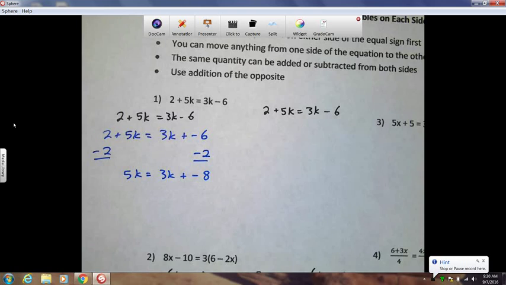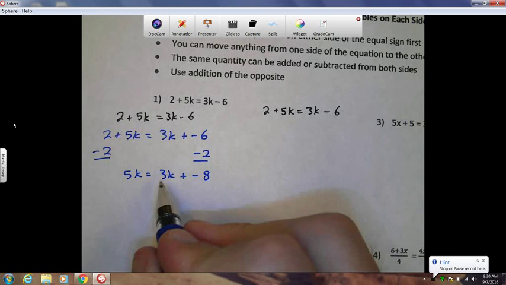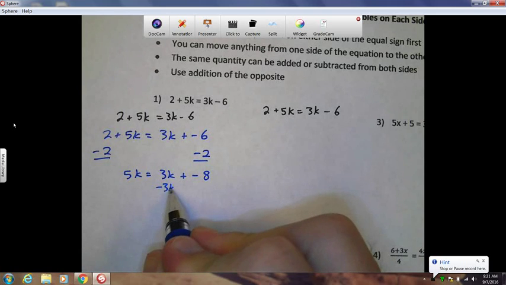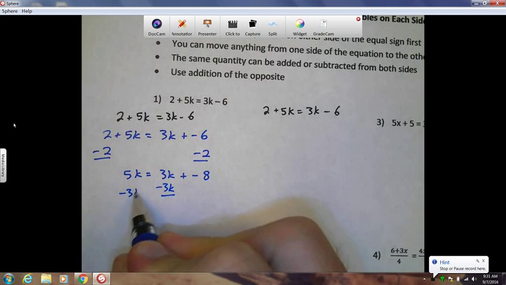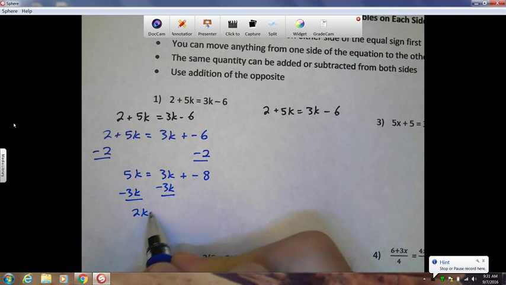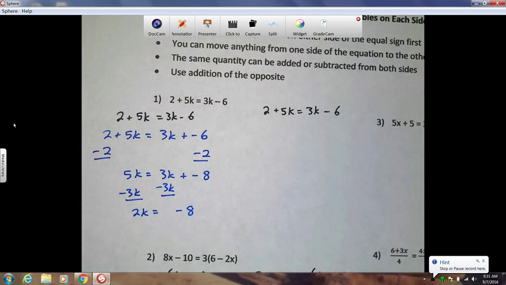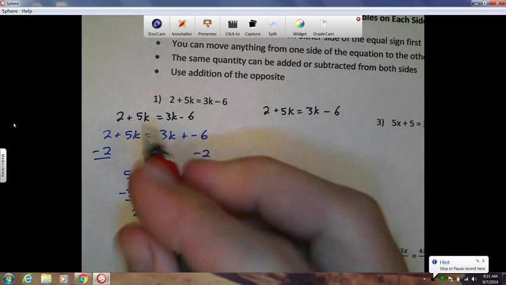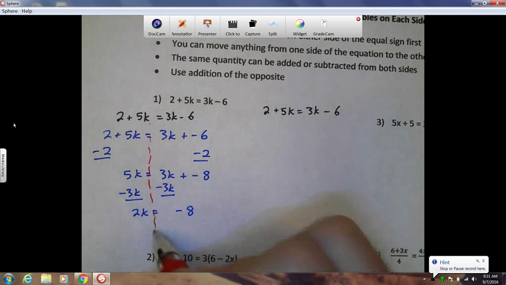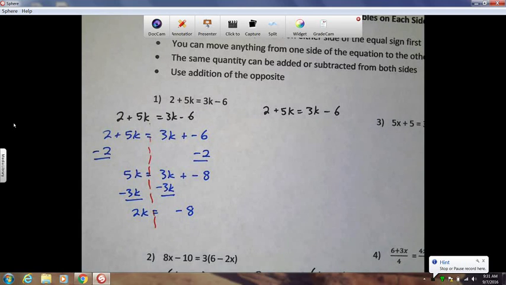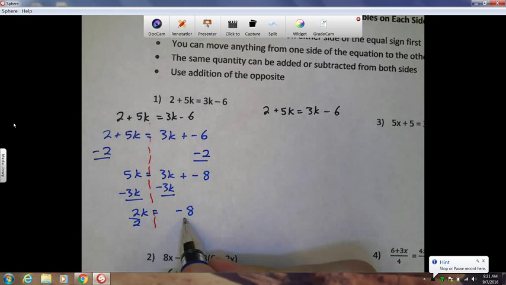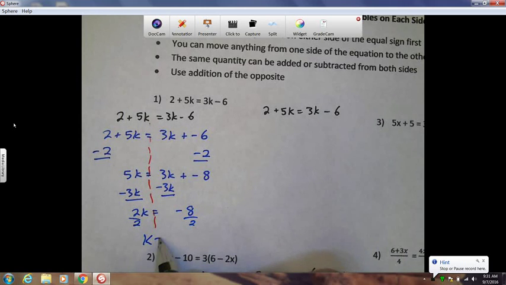So notice how I keep everything in a straight line. I write everything below. Now I'm going to take care of the 3k. So I have an equal sign. I've done the same thing on both sides. So then divide by 2. So k is equal to -4.